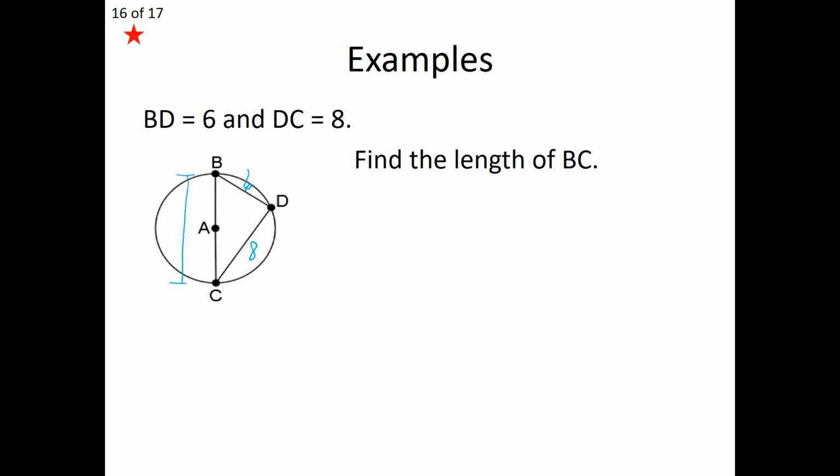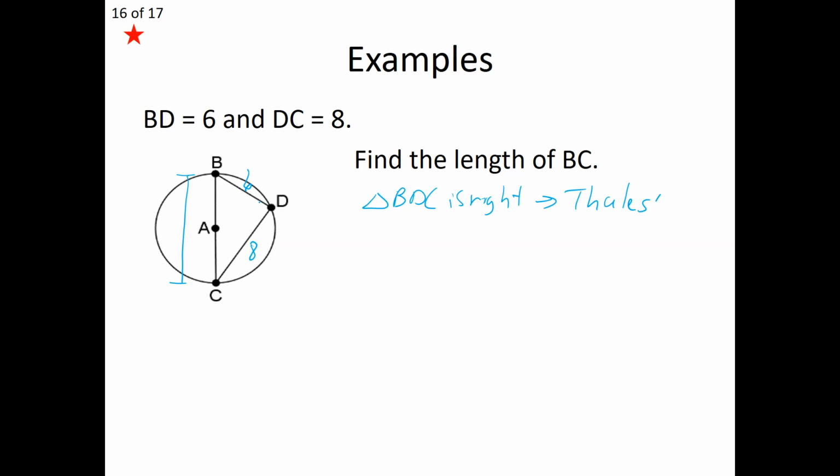Well, recall Thales' theorem again. We can then claim that triangle BDC is right thanks to Thales' theorem. Thales says that if we inscribe a triangle such that one of the sides is a diameter, that triangle must be a right triangle.